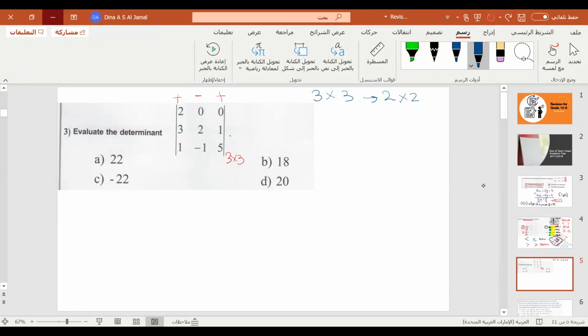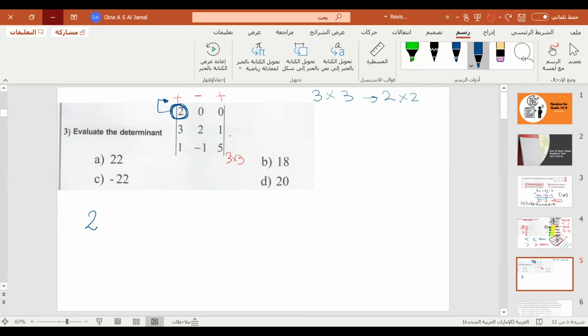I will be using colors. So how can I do this? First of all, I will take the number which I put the sign above it with the sign that I put it. So positive 2. So you will be putting the 2.